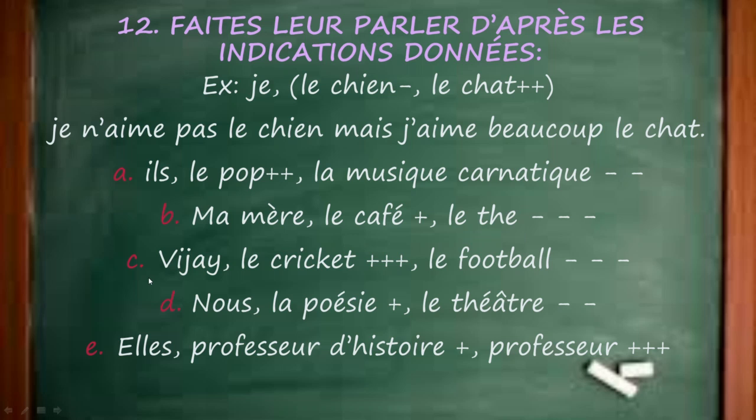So c'est Vijay, adore. Okay, you got three plus, so we'll be using the verb adorer. Vijay adore le cricket, mais il déteste le football. Oui, so Vijay adore le cricket, mais il déteste le football. So the fourth one.